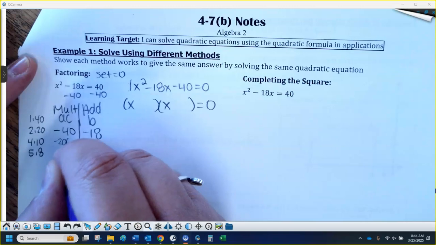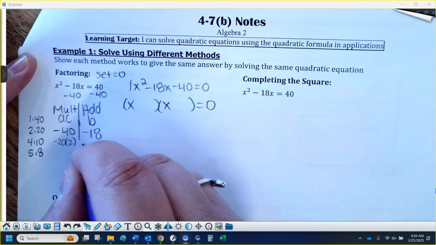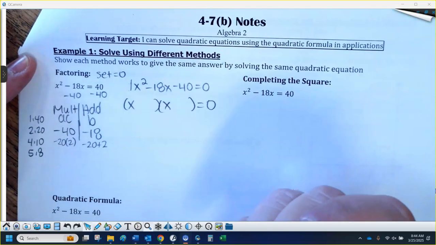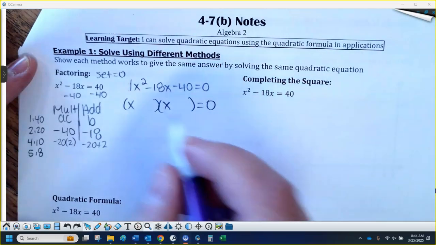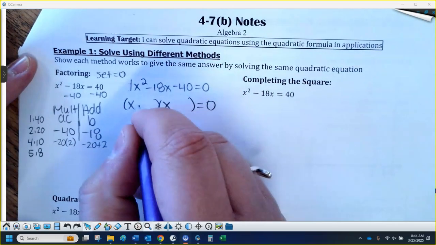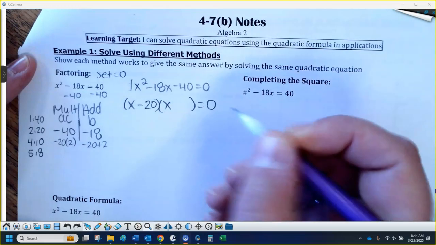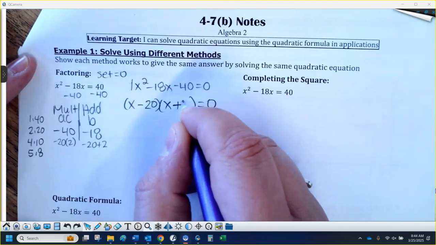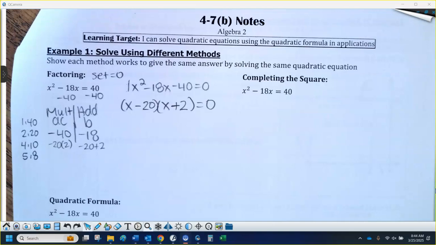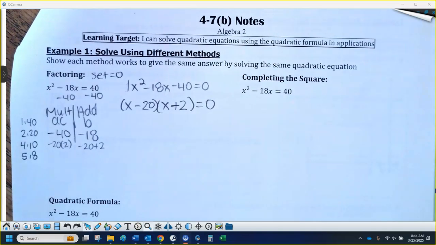If you do negative 20 times positive 2, that's negative 40. Negative 20 plus 2, that's negative 18. So what we do in the factors, it doesn't matter which one comes first or second, just put one of them as a minus 20 and one of them as a plus 2. Like if we multiplied that back out, it's just going to give me exactly what I have above.